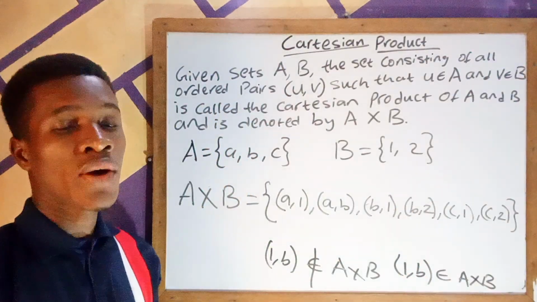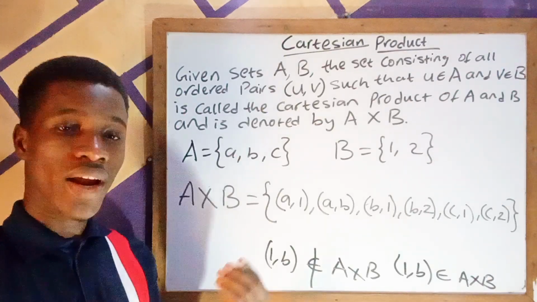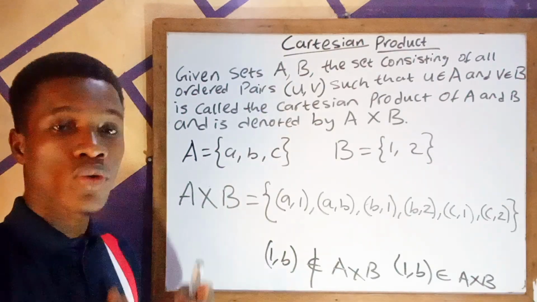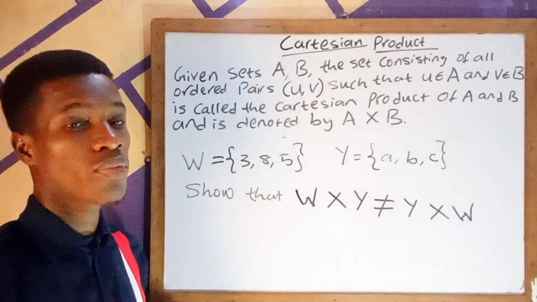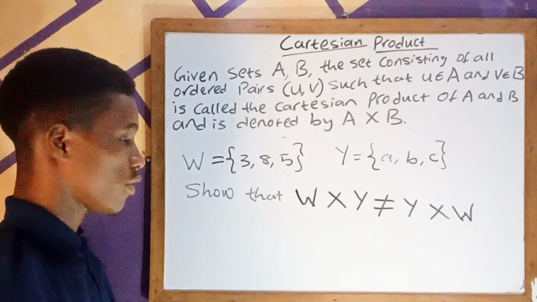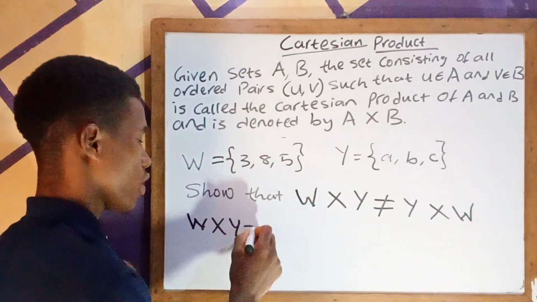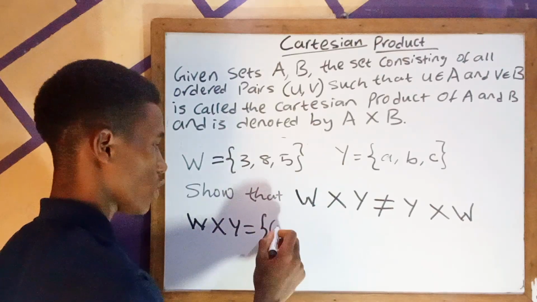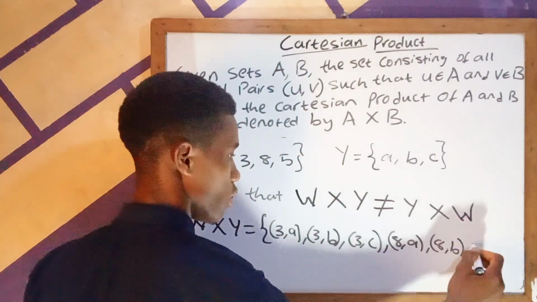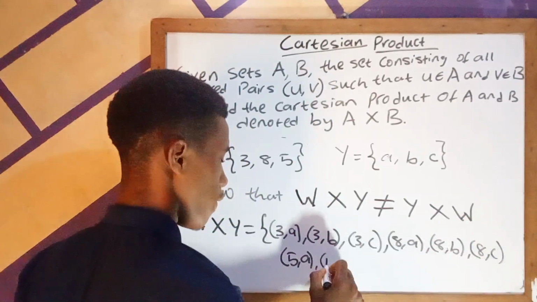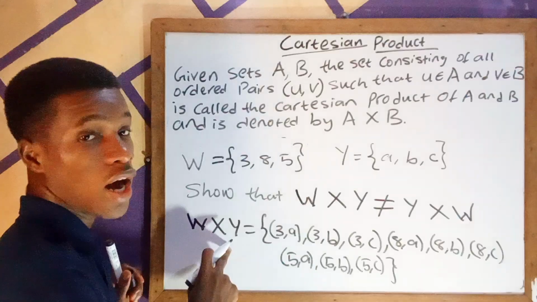So from this, we see that the language of set is aimed at facilitating our understanding of associating one element with another. So now let's look at another example of this Cartesian product. If we are to show the Cartesian product of W and Y, W cross Y will give us the set of ordered pairs. This is the Cartesian product of W and Y.